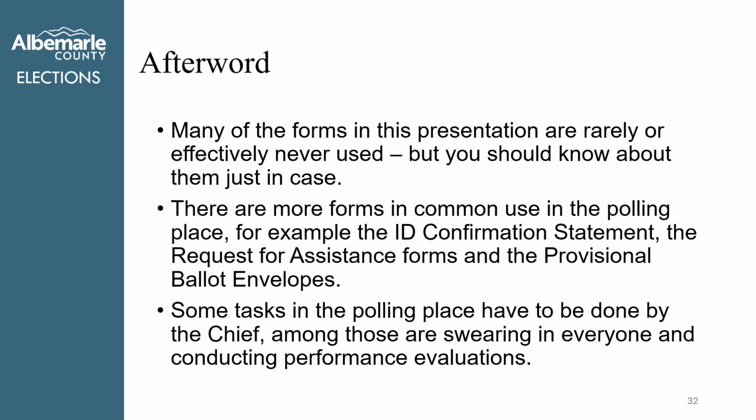Many of the forms that went over in this presentation are rarely or effectively never used, but you should know about them just in case. There are more forms in common use in the polling place. For example, the ID confirmation statement, the request for assistance forms, and the provisional ballot envelopes. Some tasks in the polling place have to be done by the chief, and among those are swearing in everyone and conducting performance evaluations. Other tasks the chief should avoid doing as they provide oversight to the entire process.